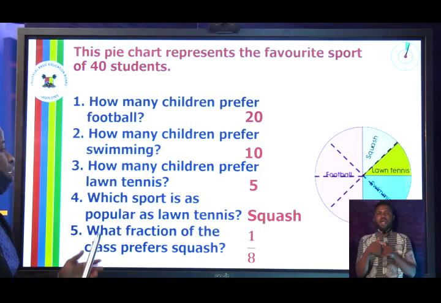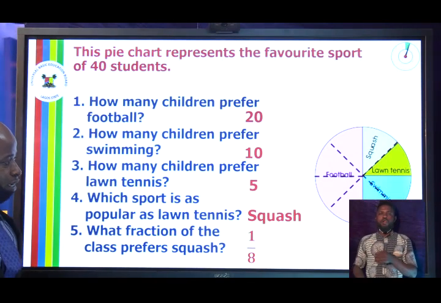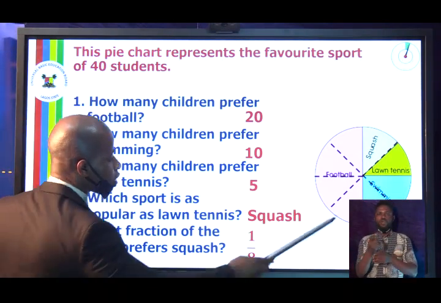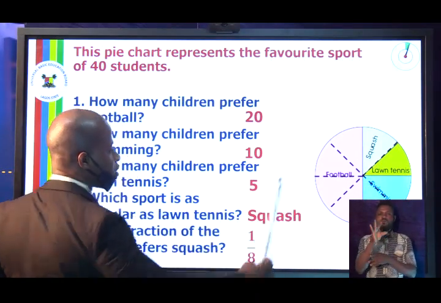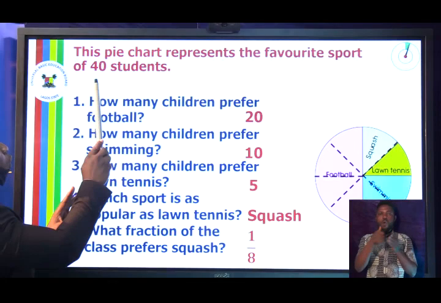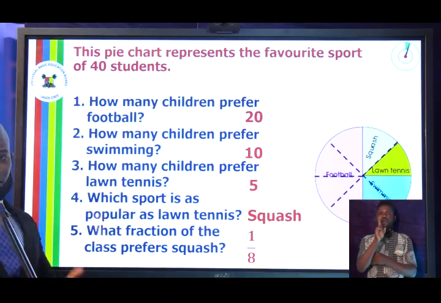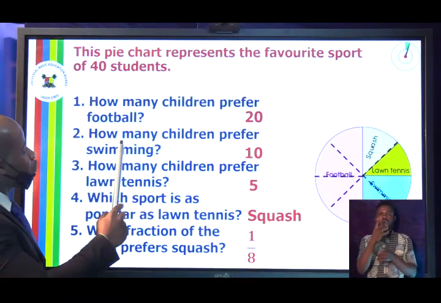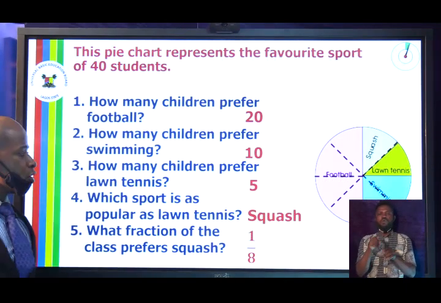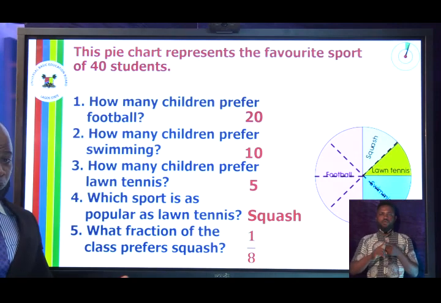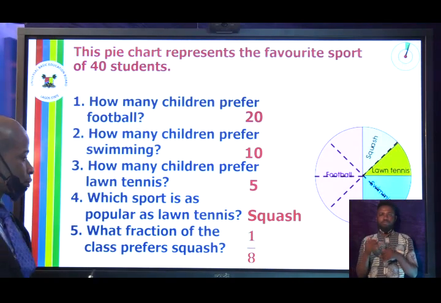Question number 3 says, how many children prefer lawn tennis? So we'll go into the lawn tennis pie, and we see that it's just 1 division out of 8. So it's like saying you divide the whole 40 students into 8, 1 share will be 5. So 40 divided by 8 is 5, and that is just 1 piece of the pie. So 5 children prefer to play lawn tennis.